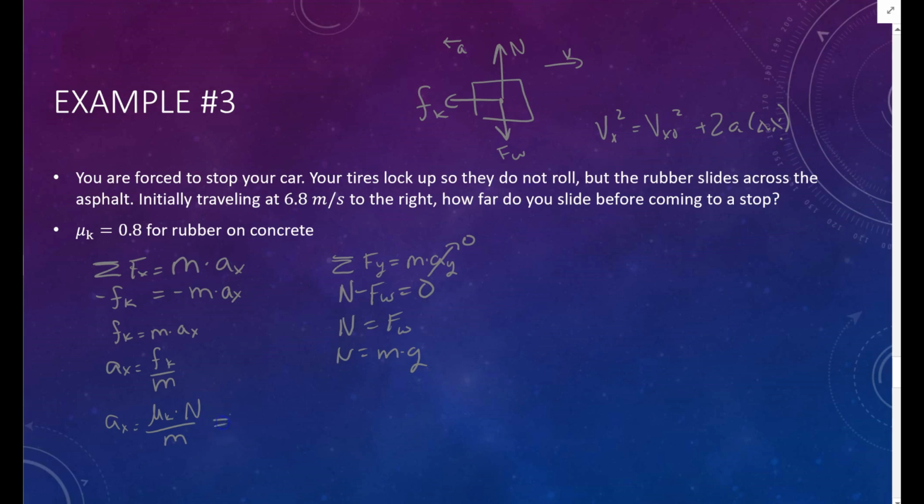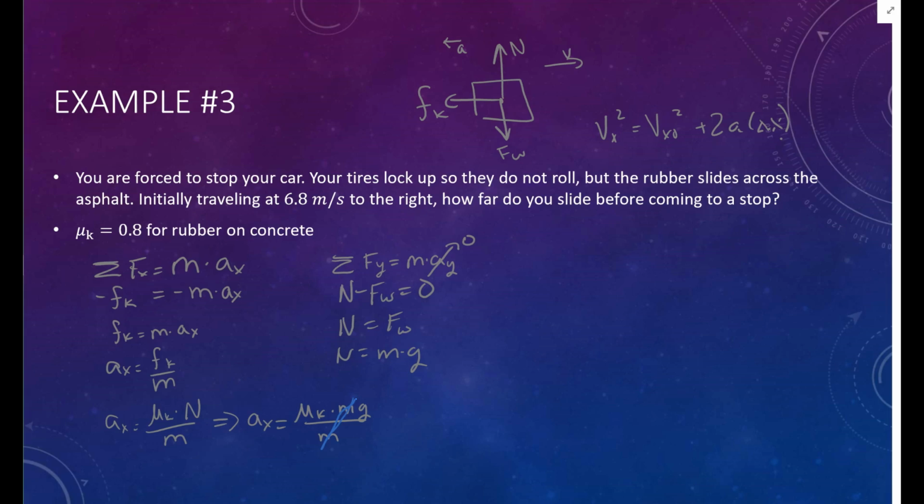Now I can use this information and plug it back into my acceleration equation. When I do that, I get the fact that my acceleration in the x direction is equal to mu k times mg divided by m. What gets to cancel? M. If you jumped too far ahead, you saw that we were missing the mass of the car. Did the mass of the car end up mattering? No. All we really needed was the coefficient of friction for the rubber on concrete.